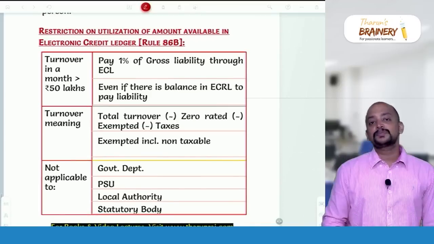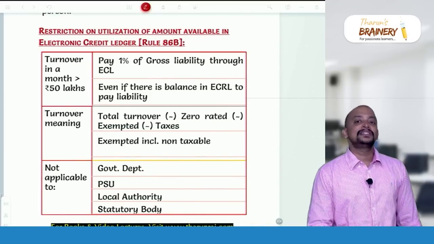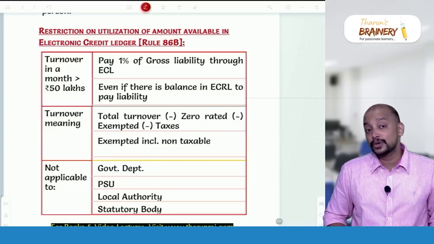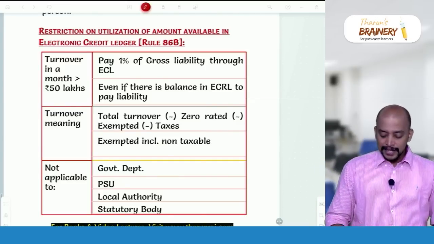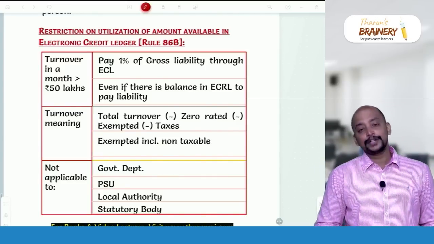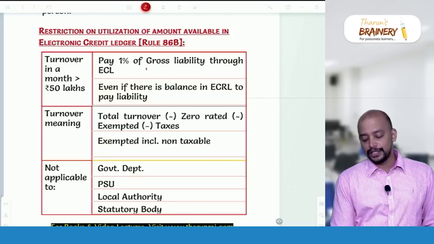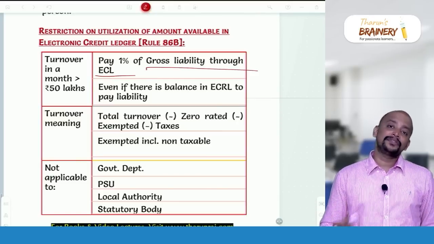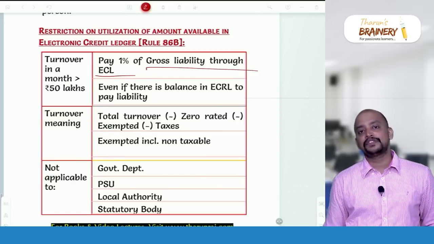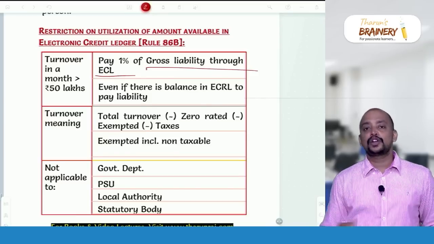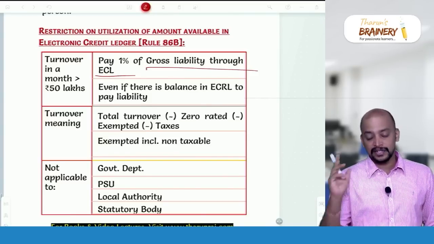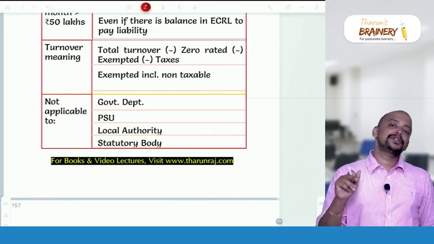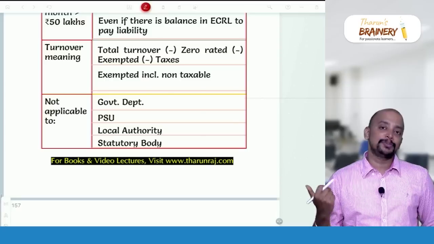credit ledger. Then as per rule 86B, a person whose monthly turnover exceeds 50 lakh rupees is required to pay 1% of their gross liability through electronic cash ledger, even if there is sufficient balance in the credit ledger. And what is the meaning of turnover? We need to take taxable turnover, means we need to take out exempted turnover, non-taxable supplies, even zero rated supplies. We should see only taxable turnover. And then on the taxable turnover, 1% should be paid through cash ledger and 99% should be through credit ledger.